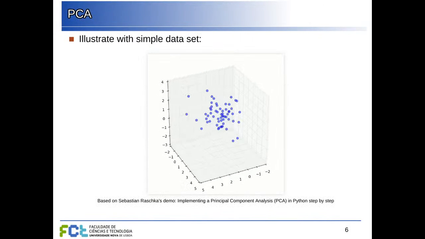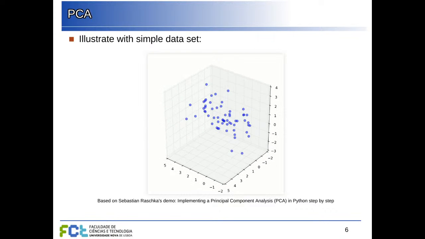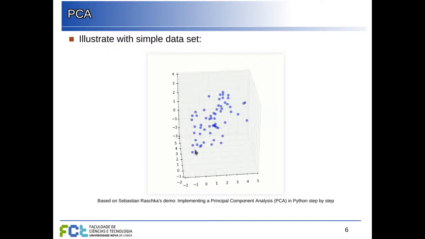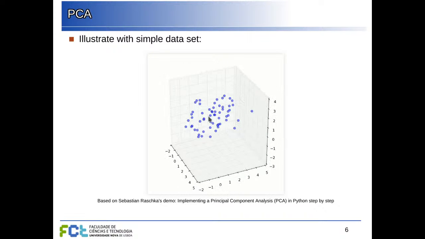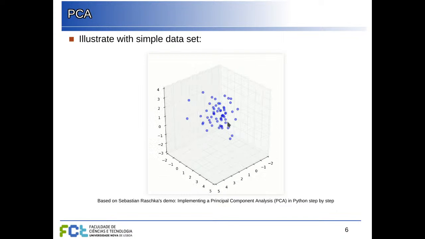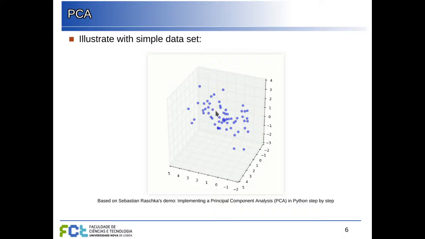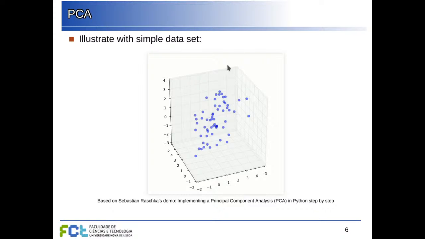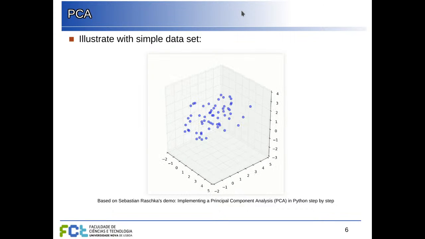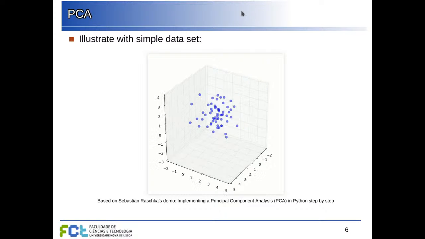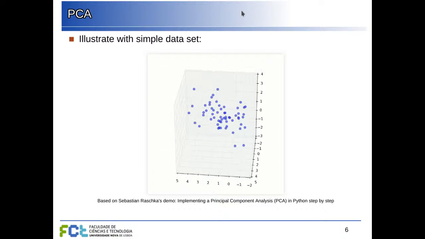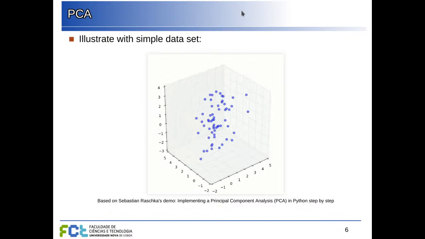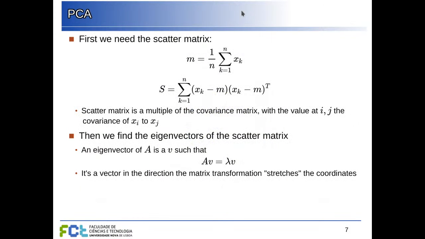So let's illustrate this with a simple toy data set. This is a cloud of points in 3 dimensions, and we can see that there is a diagonal here which is the direction in which they are most dispersed. So there is an axis here where we have the largest variance in our data. And we want to reduce this 3-dimensional data set to 2 dimensions using principal component analysis in order to preserve as much as possible of the variance in our set of points.